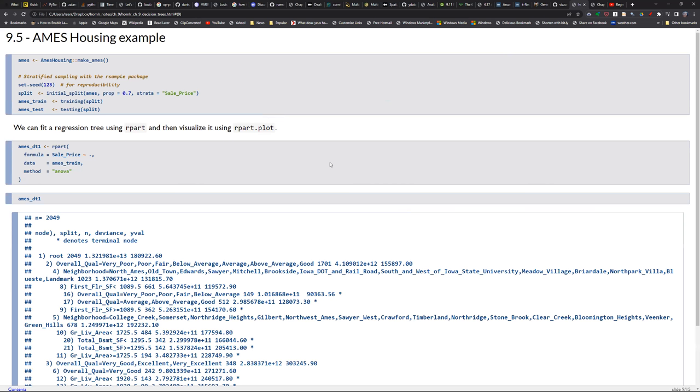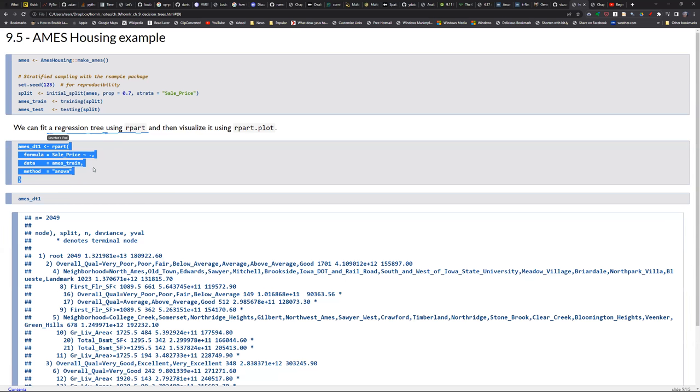So we already know our Ames housing example, a data set collected from residential sales in the Ames city in Iowa. So we start with reading our data set, right, with the AmesHousing package. Then we do some stratified sampling. We set a seed, we do the stratified sampling. 70% is going to be the training set and the test set is going to have the rest 30%.